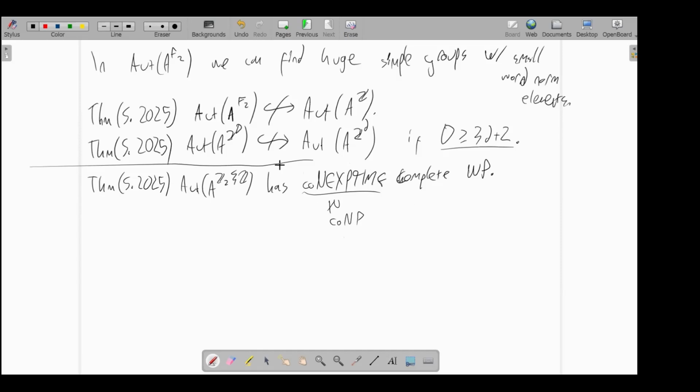This is also, to my knowledge, the hardest word problem that has ever appeared for a naturally occurring group. You may wonder if this is really natural, but the lamplighter group is very natural, and for me it's very natural to look at cellular automata and all kinds of groups, so it's relatively natural to me at least, but still.